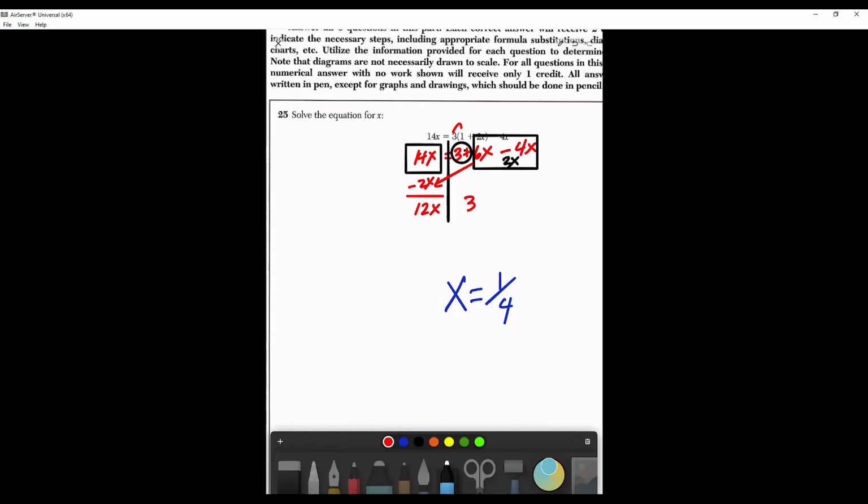Now, the last step, anytime you're solving equations or inequalities, you divide by whatever the coefficient is. In this case, it's 12. So I'm going to divide both sides by 12. So I get x equals 1 over 4. Boom, done. They match. We're good.